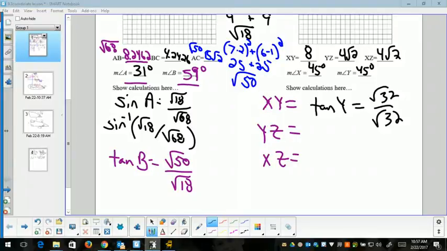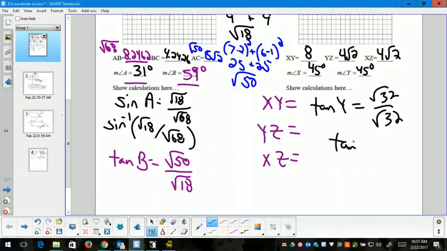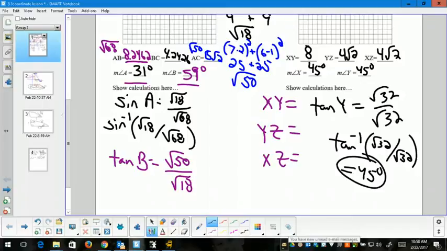Okay, anyhow, when we do tangent inverse of that, we're going to get 45 degrees. Because that's really the tangent inverse of 1, which is one of the ratios we know from our special right triangles. So either way, we still have evidence, either an explanation of it being an isosceles right triangle, or using inverse tangent, inverse sine, or inverse cosine.